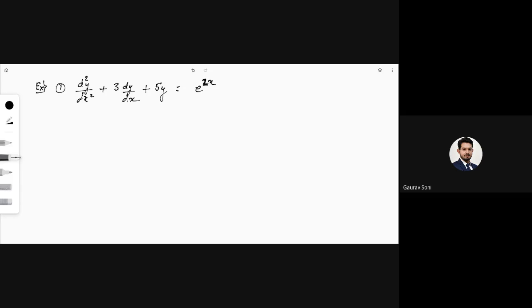What is the order of this? Two. The order of this differential equation is 2. Is it homogeneous? No. I can see that the right hand side is not equal to 0, so it is non-homogeneous.